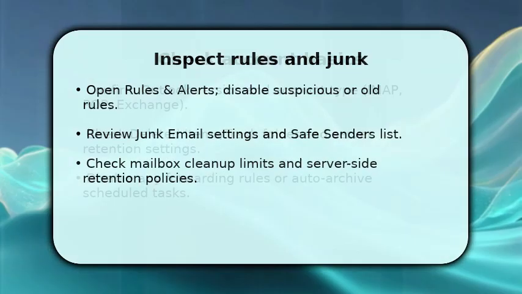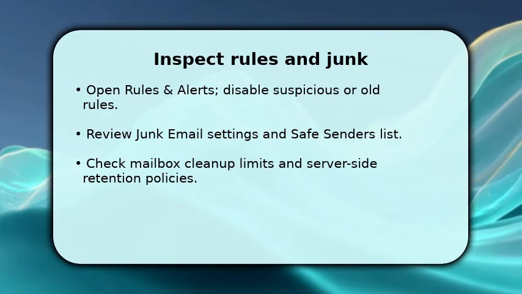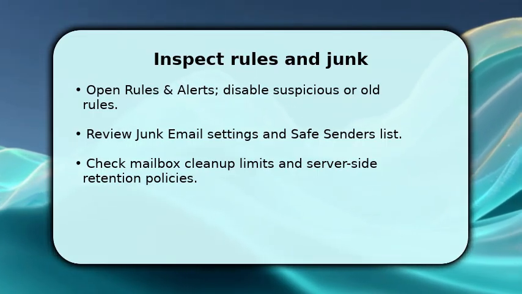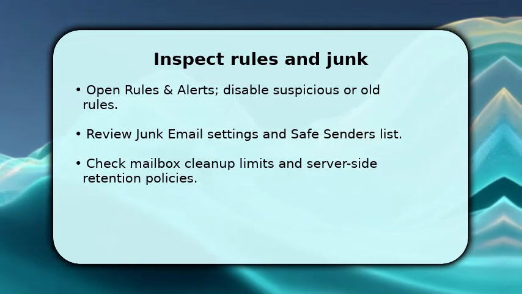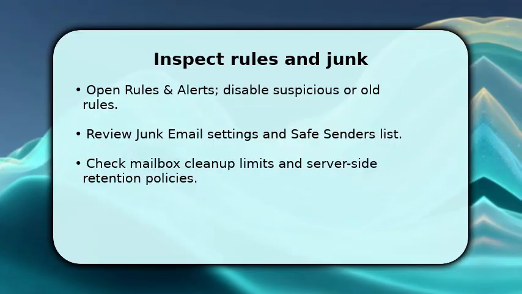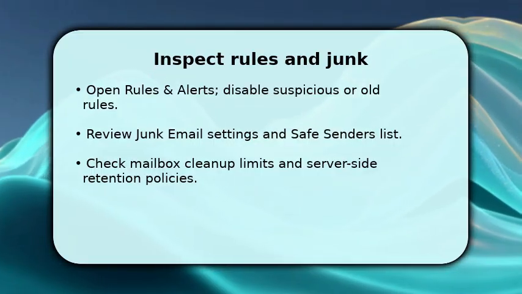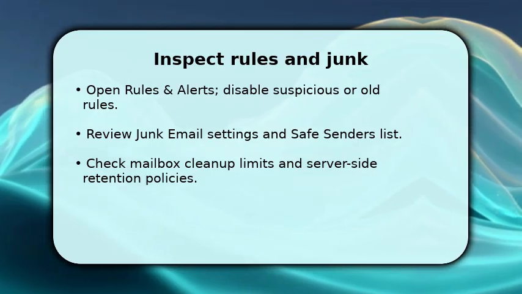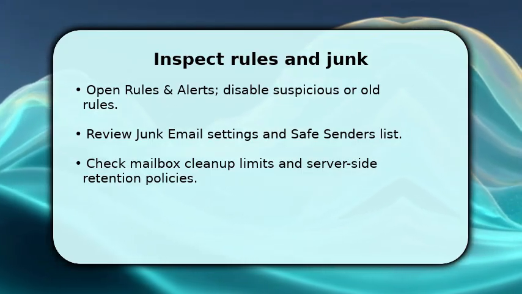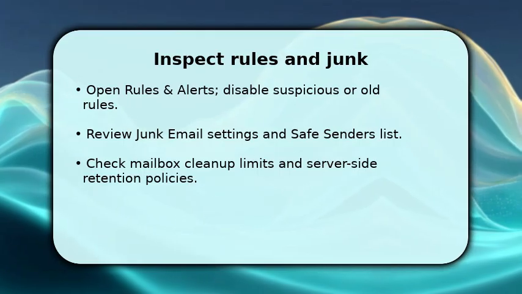Now dive into rules and alerts. Scan each rule for actions that delete, move, or permanently remove messages, and disable them one at a time to test impact. Also examine junk email settings. Aggressive filters can auto-delete. Add trusted senders to safe senders. Make sure mailbox cleanup limits aren't set to purge items older than a threshold.